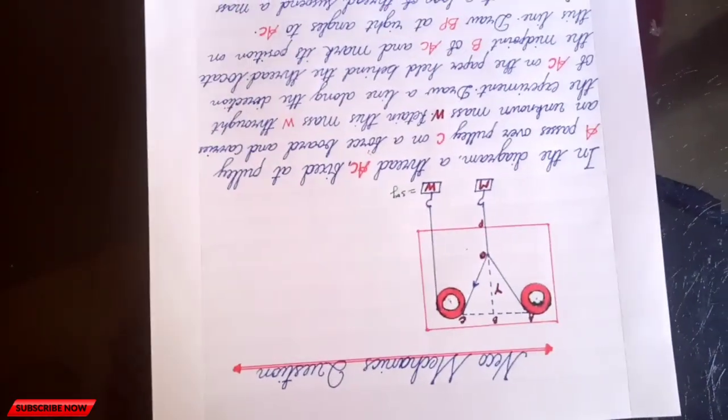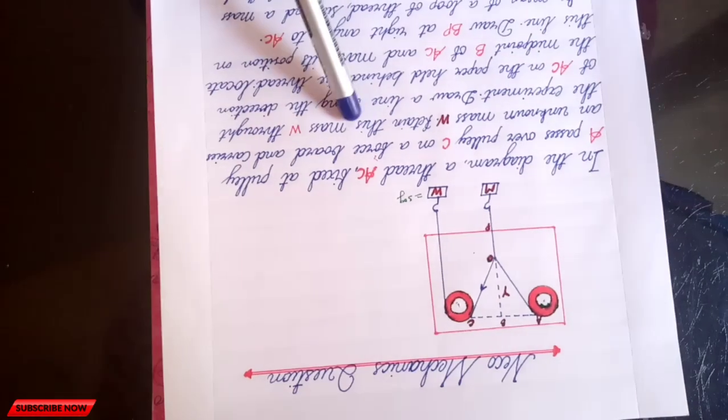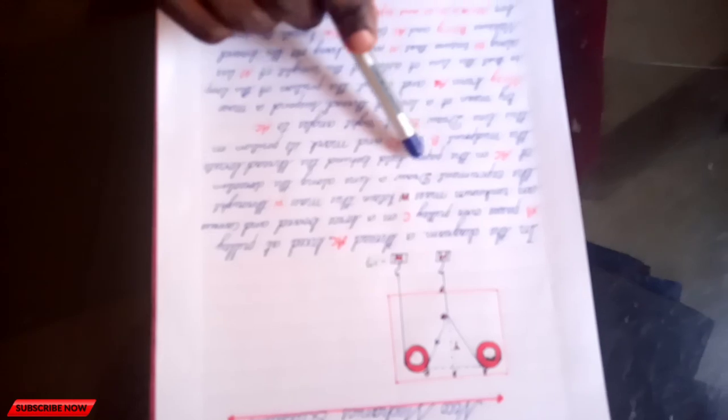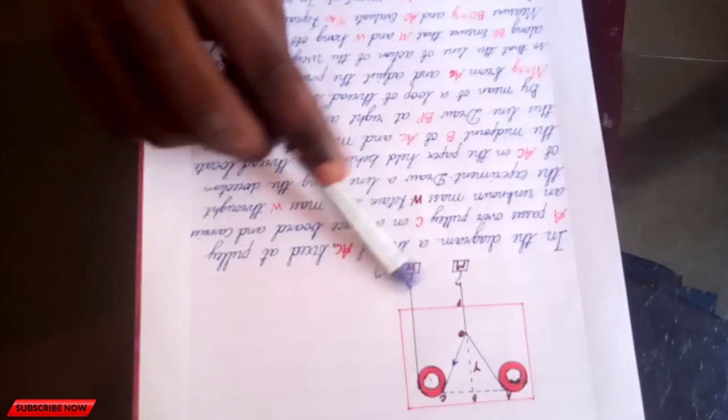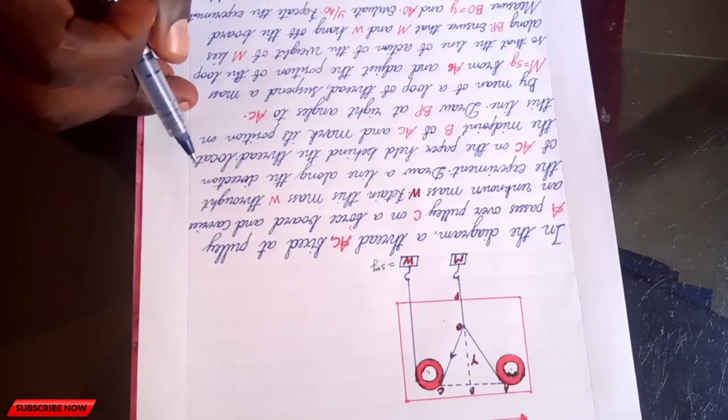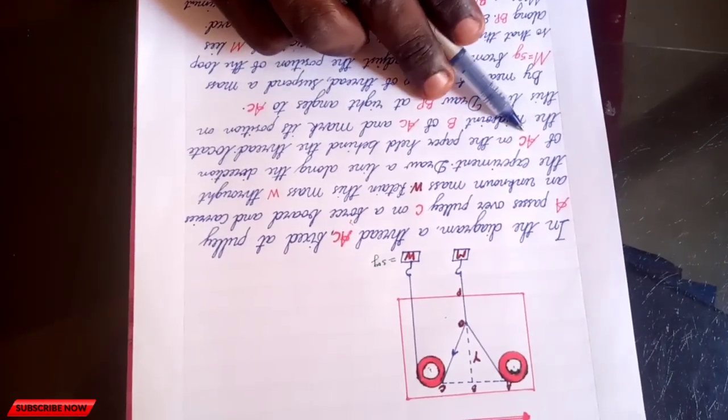Then you are going to suspend it on pulley C. Mind you, note that on a force board it carries an unknown mass W. This is an unknown mass W that we attach to the end of the rope. Retain the mass W throughout the experiment. That is, we are going to let this mass remain here throughout the experiment. Draw a line along the direction of AC.